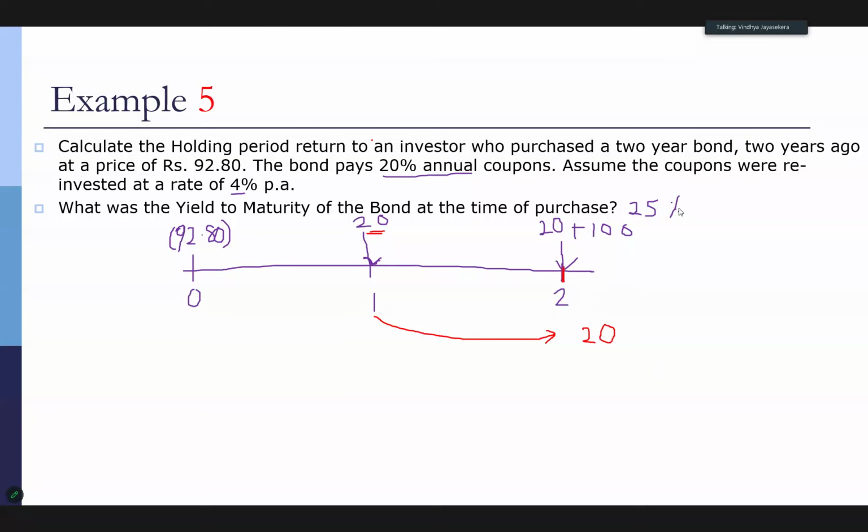You can see here, this coupon has been reinvested at 4% for one period. In this case, 1 year, technically one period, right? So 20 rupees reinvested at 4% for one period. So how much is your coupon worth at the end of that period? 20.8. Yes.